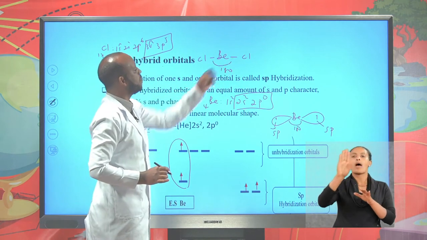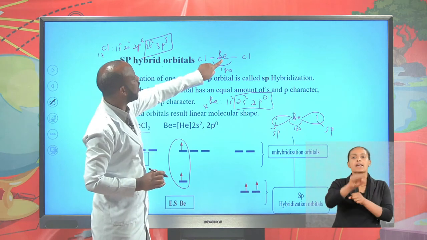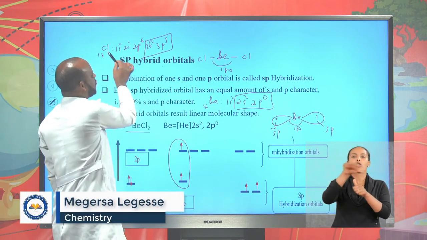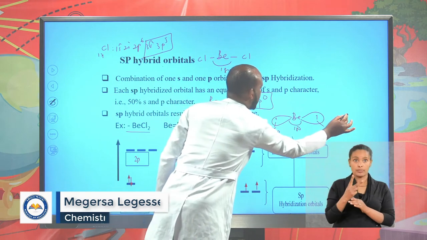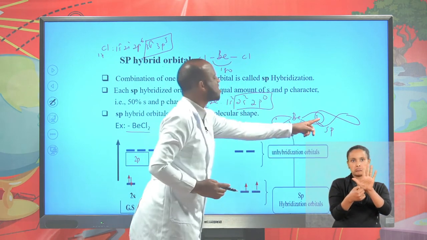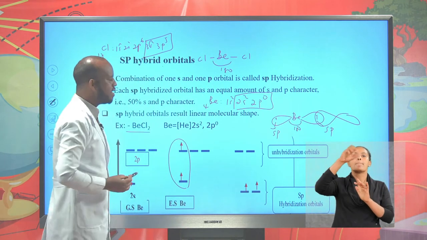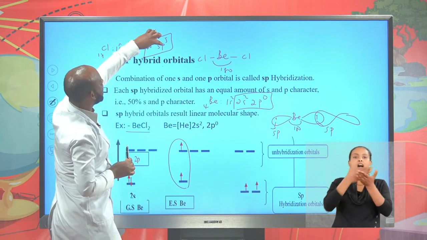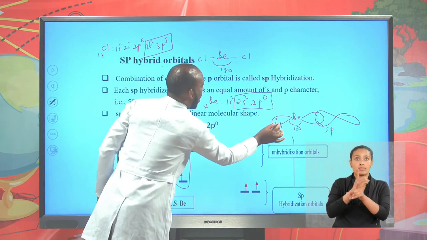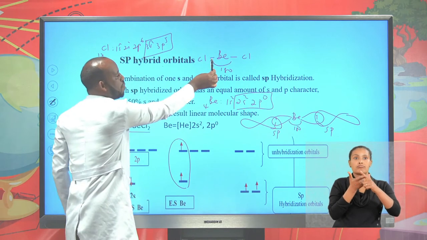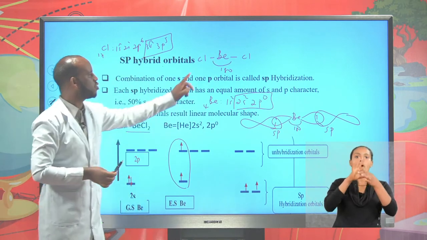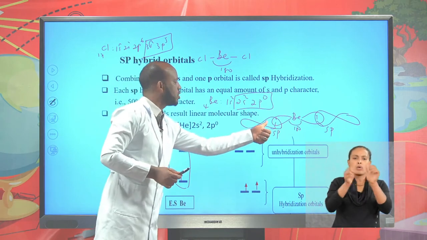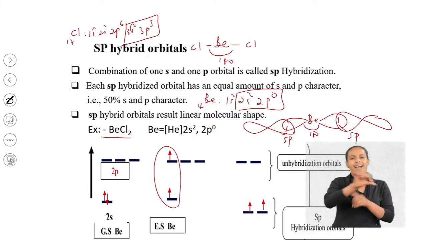This covalent bond is formed when a half-filled SP hybrid orbital of beryllium overlaps with a half-filled p atomic orbital of chlorine. You see, the overlapping looks like this and results in the formation of this sigma bond. Again, a half-filled SP hybrid orbital of this beryllium overlaps with a half-filled p atomic orbital of chlorine to form the second sigma bond, a single bond. Because according to valence bond theory, a covalent bond is formed when a half-filled orbital of one atom overlaps with a half-filled atomic or hybrid orbital of another atom.